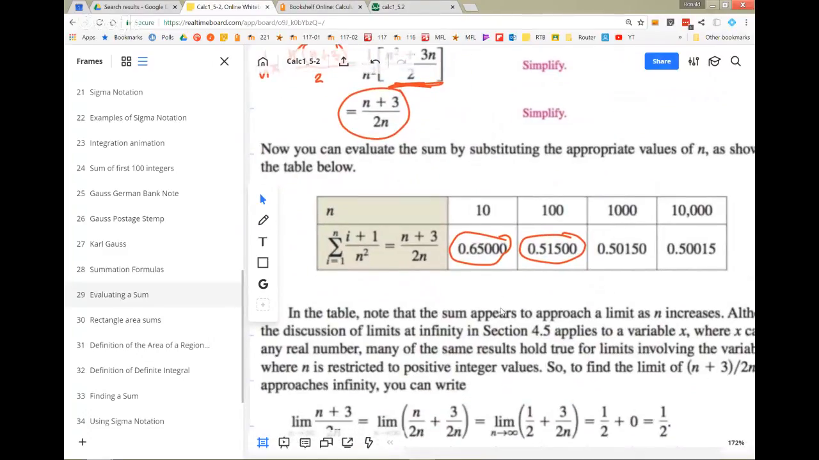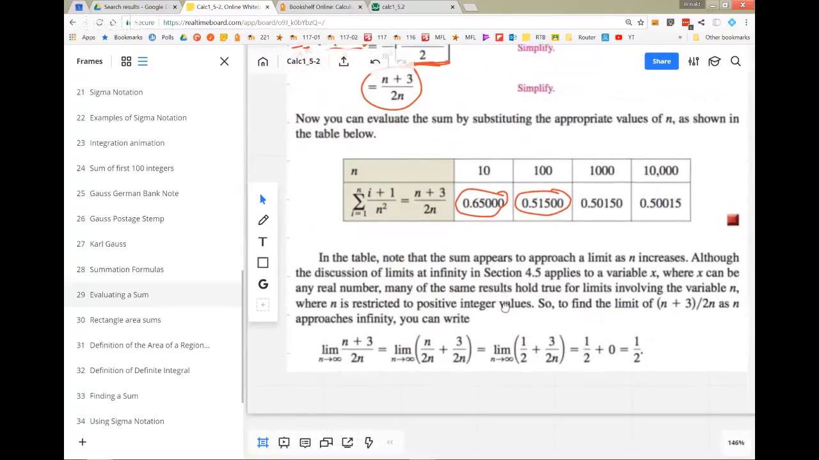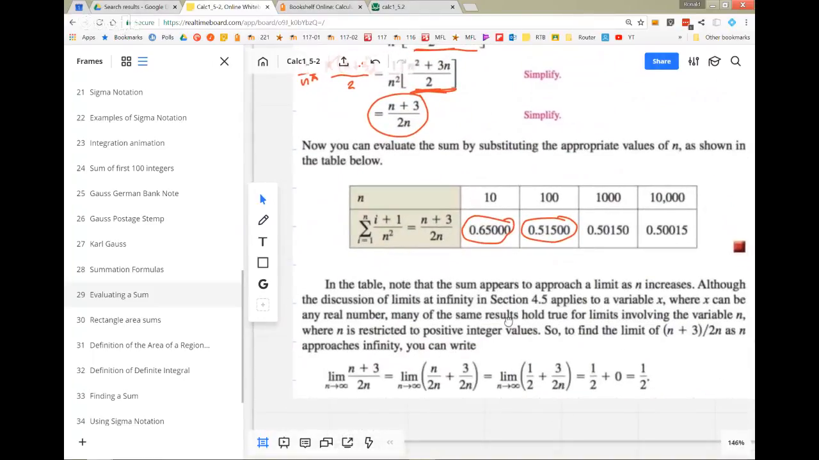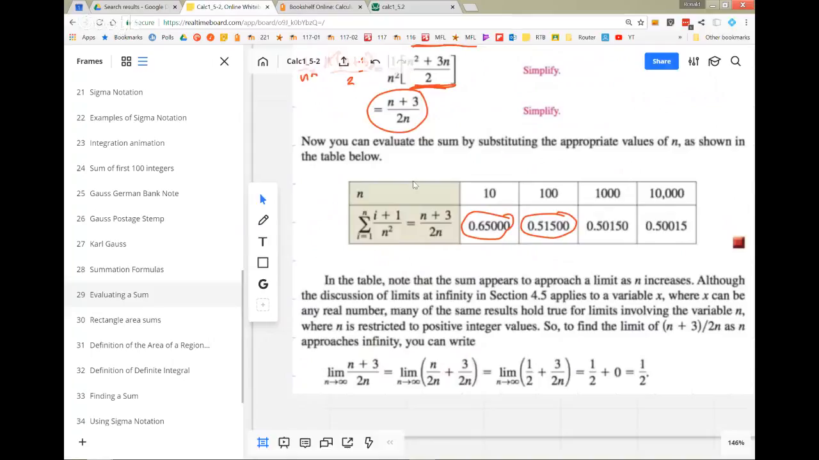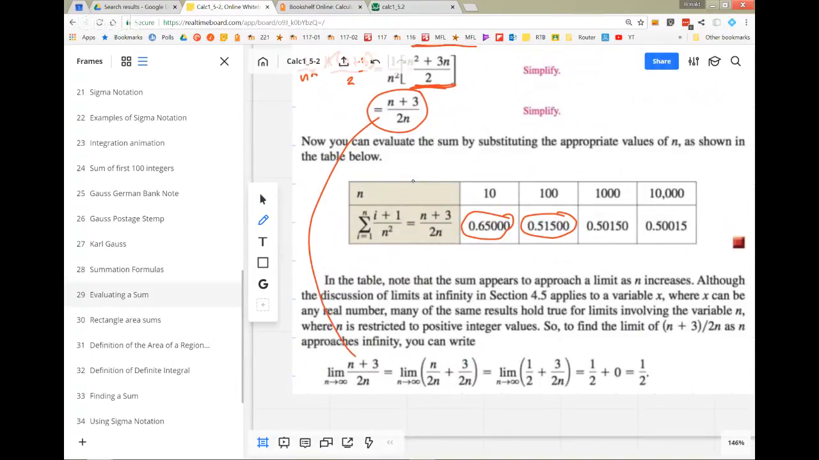So let's take a look at this. Another way to look at this is we take this (n plus 3) over 2n that we just figured out a few minutes ago, and we bring it down here and say, all right, let's take the limit of that as n approaches infinity. So 10 to 100 to 1,000 to 10,000, we're heading obviously up to infinity.